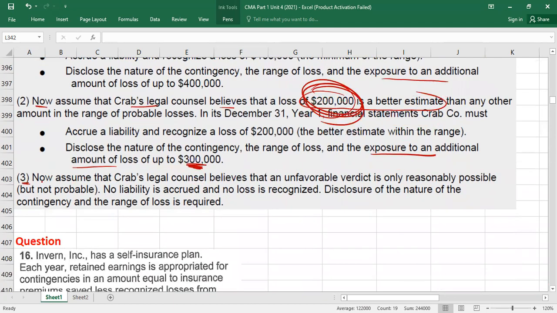Scenario number 3. We are assuming same data above, but these are the changes. Now assume that Krabs legal counsel believes that an unfavorable verdict is only reasonably possible. So what do you have to do? If reasonably possible, only disclosure is required. What if it is remote? Nothing is required. Understood? So we have one question to practice, guys.